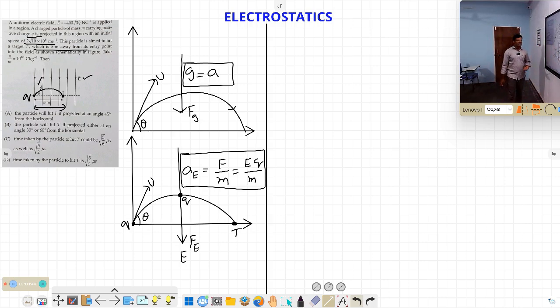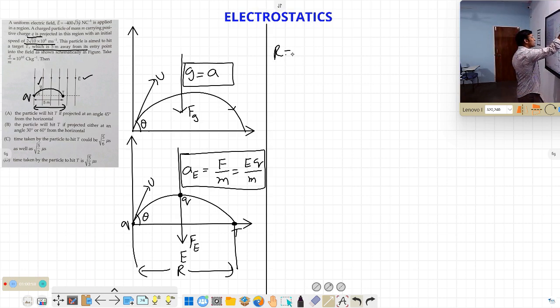To solve it here, first check the first option: the particle will hit the T. T means target. So what is the target? From here to here is the target. As per the projectile term, this is called the range. So what is the range? The value is already given, 5 meters.